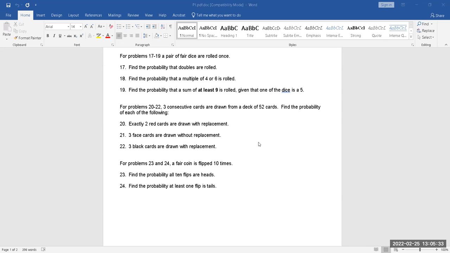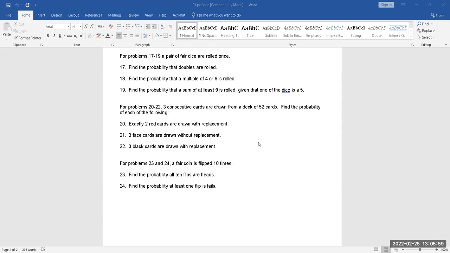So what have I got? I got 3 out of 36. I've got 5 out of 36. Got 5 out of 36. I've got 1 out of 36. What does that add up to? 14 out of 36. So the answer to the question is 14 out of 36, which I can reduce. Again, it's good form to reduce if you can. Smaller numbers, and that's it.